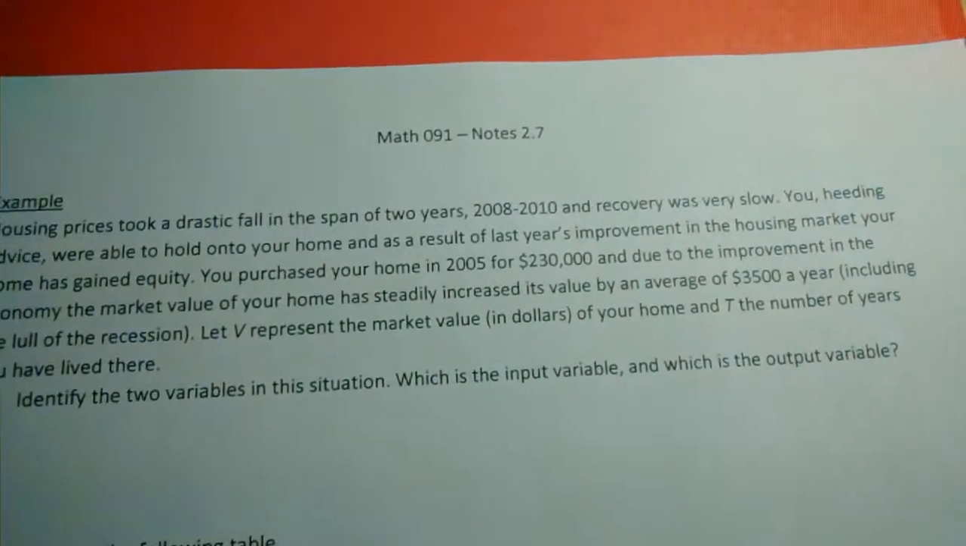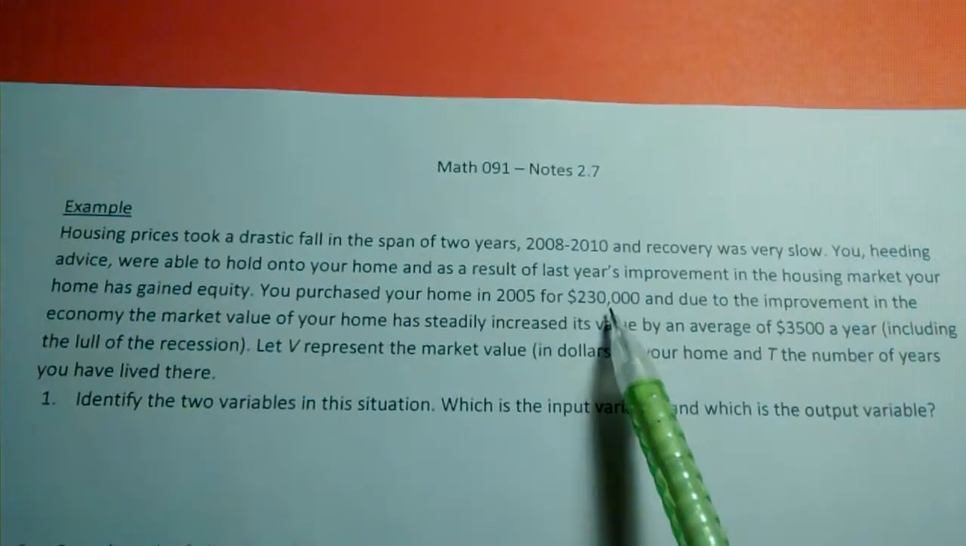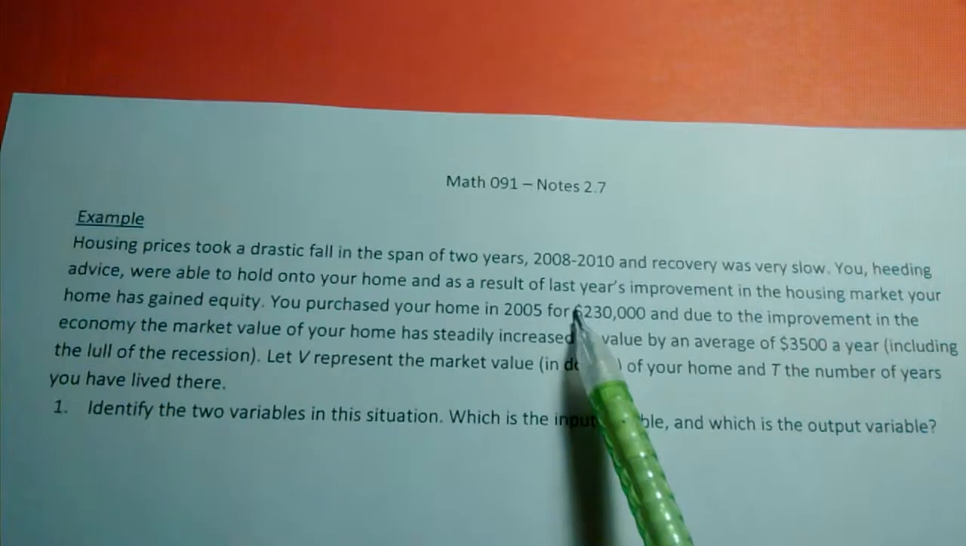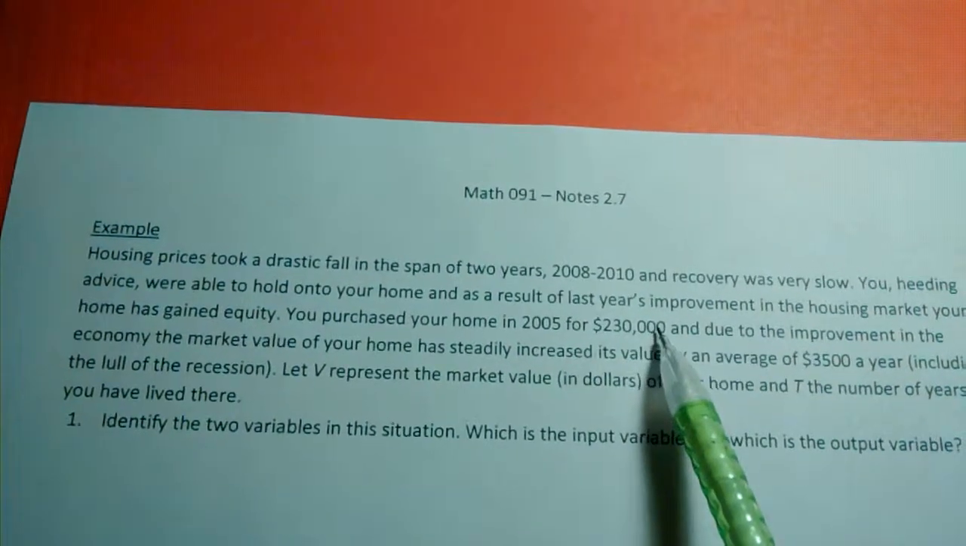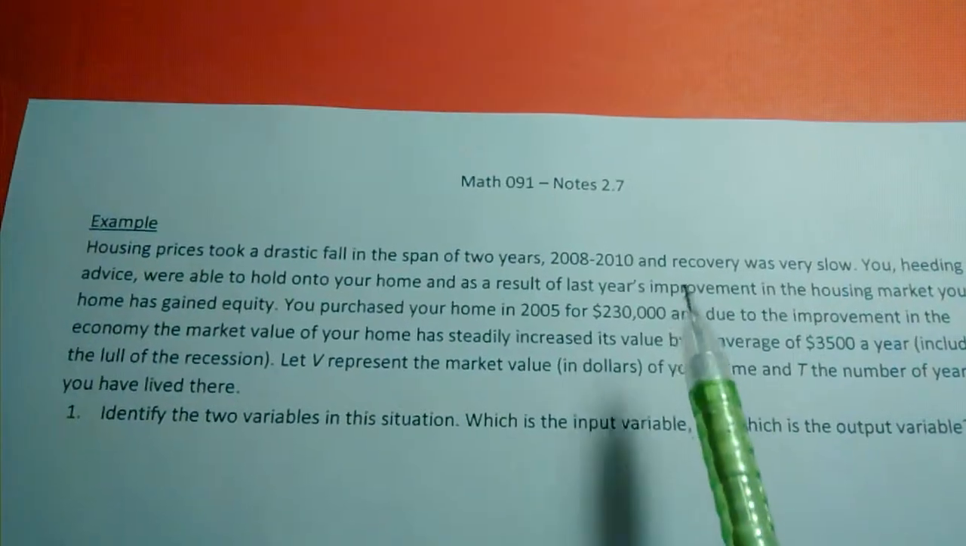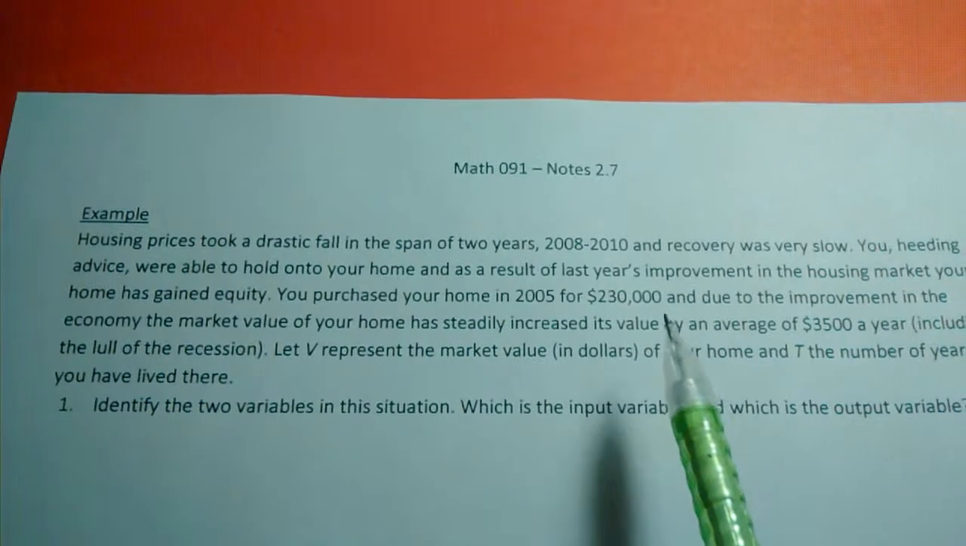So some students get hung up here and are trying to think, well, is this 230,000 the variable? Well, that's not a variable. That's just a constant value that you bought the home for. A variable is a quantity that can be changing or has differing values.